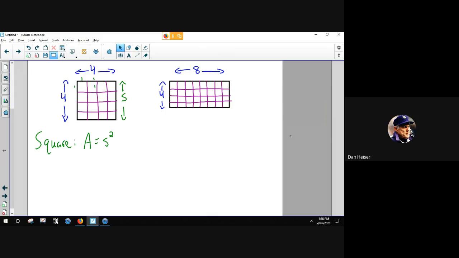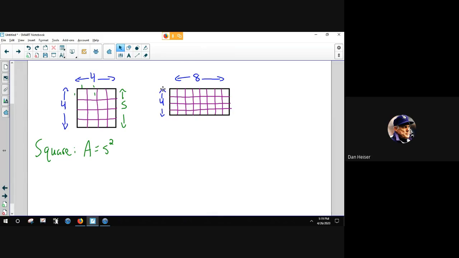Speaking of rectangles, here's our next figure. A rectangle. Obviously not drawn to the same scale as a square is. We'll assume these are all unit squares. I have 8 of them going across this way. I have 4 of them going down like this. 32 squares total. And the way we get that, of course, is to simply multiply this number by this number.